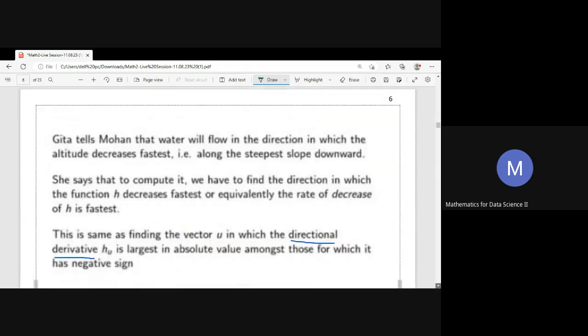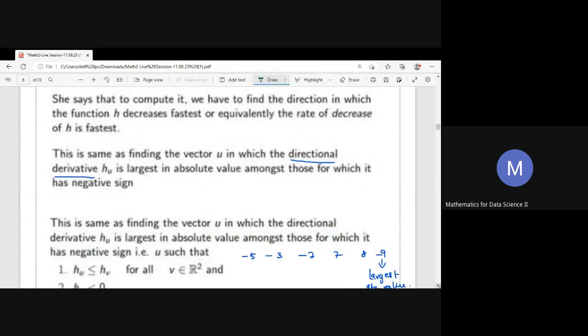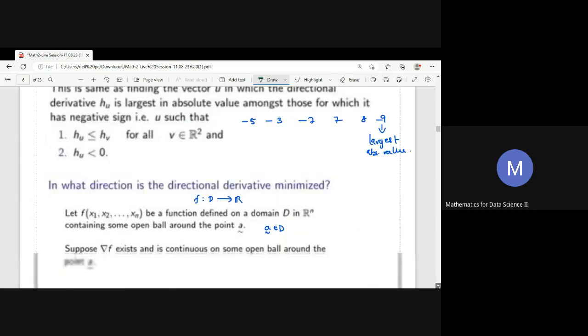So for example, here what are they considering? We have to find the direction in which h decreases fastest, or equivalently the rate of decrease of h is fastest. So for this, they are considering the directional derivative h_u to be largest in absolute value. So the absolute value of h_u must be the largest.